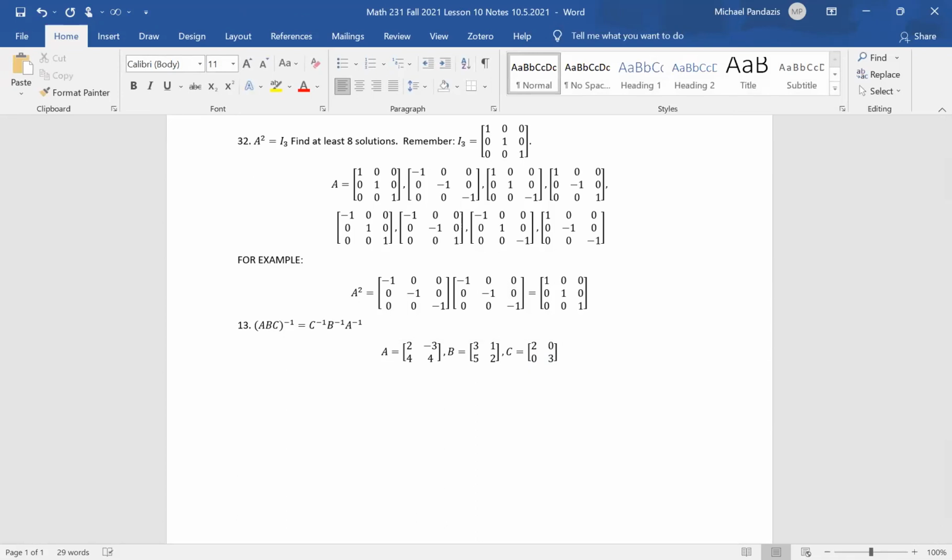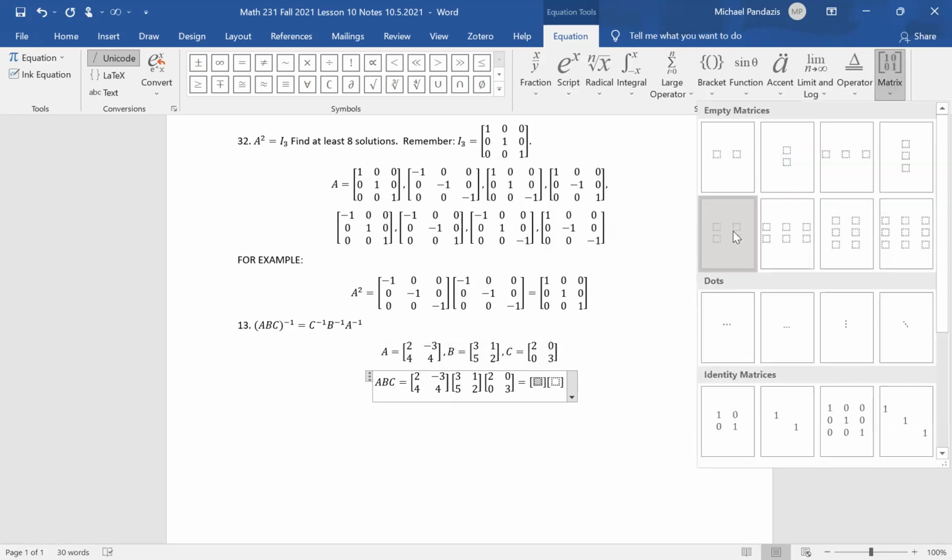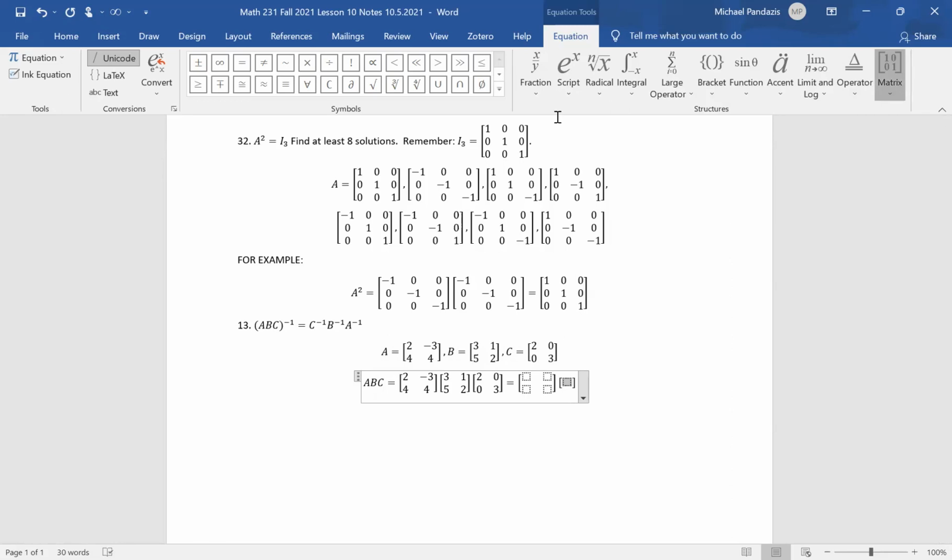Okay, and then you just verify it for that. So you can ask yourself, what is ABC? So ABC is equal to the product of these 3 matrices. So it's A times B times C. Okay, so I'm going to multiply these 2 matrices first.